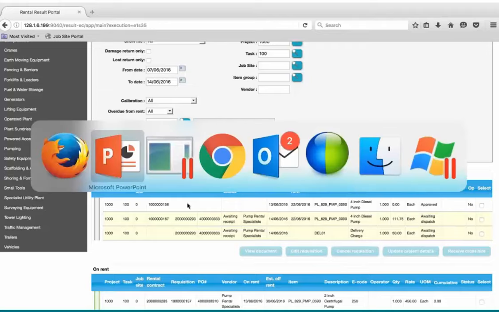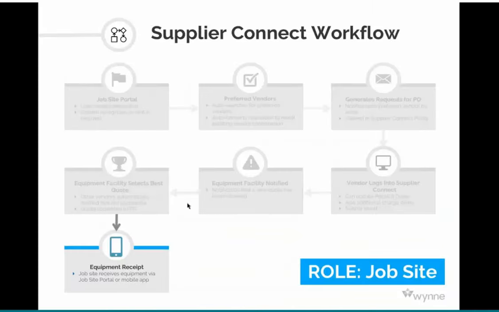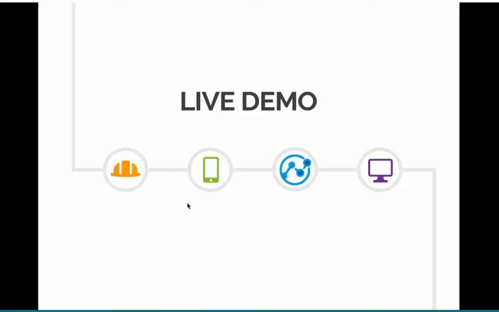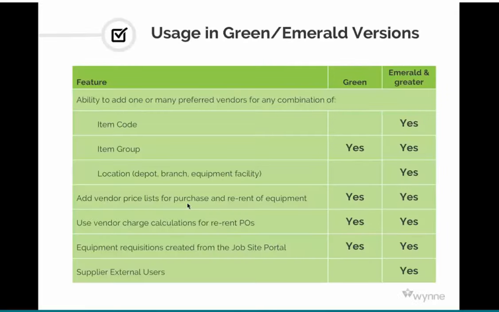Okay, hopefully that has made sense to everybody as a process, and what I'm going to do now is just talk a little bit about the version side of things, and then we can go into questions. So what we've done as part of this functionality is extend some of the new features that came into Green and build on top of those from an Emerald perspective.